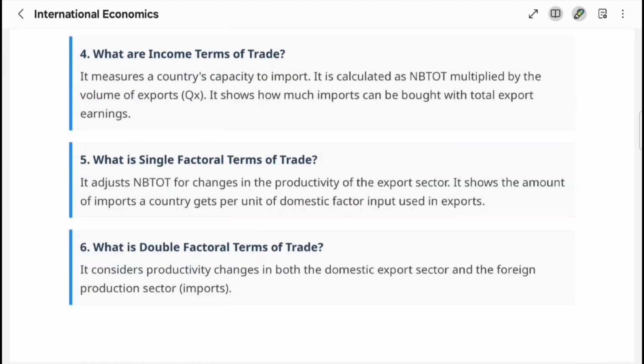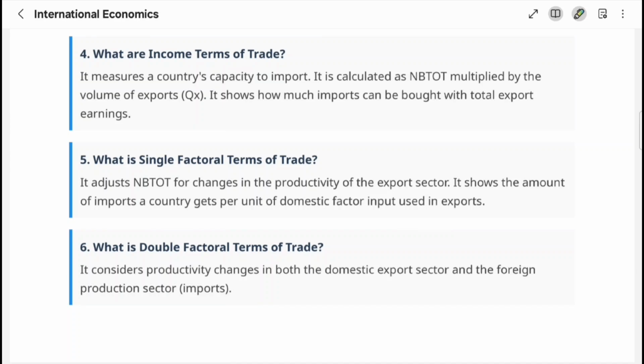Question 4. What are income terms of trade? It measures a country's capacity to import. It is calculated as net barter terms of trade multiplied by the volume of exports. It shows how much imports can be bought with total export earnings.